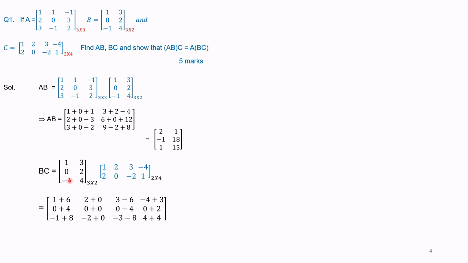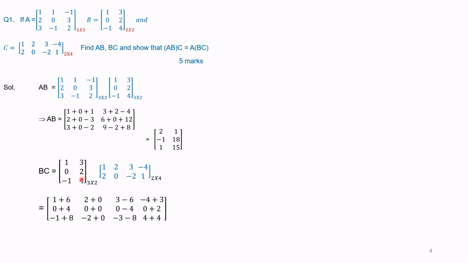Similarly, we will do it for the second row. Second row into first column. Then next is second row into second column. Second row into third column. Then second row into fourth column. Hence we get 0 plus 4, 0 plus 0, 0, 0 minus 4 and 0 plus 2. This is with respect to the second row of matrix B.